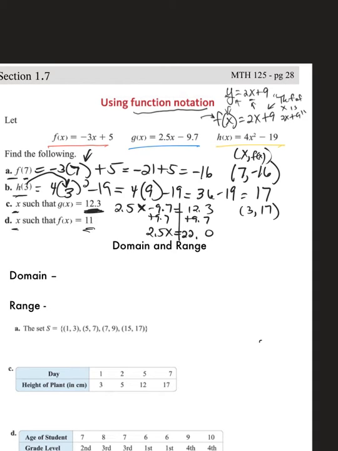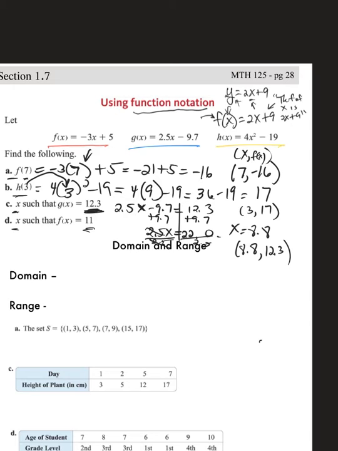22. And then I'm going to divide both sides by 2.5. Go ahead and cancel that over here. If I put that in my calculator, x is going to be 8.8. Basically, if I have an ordered pair, 8.8 as an input would give 12.3 as the output.